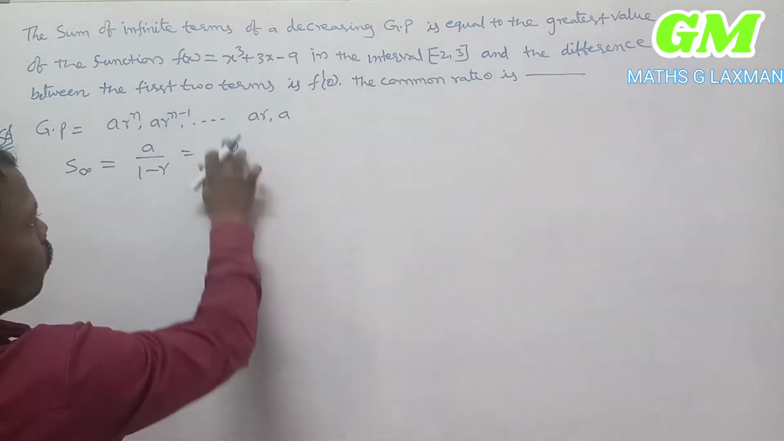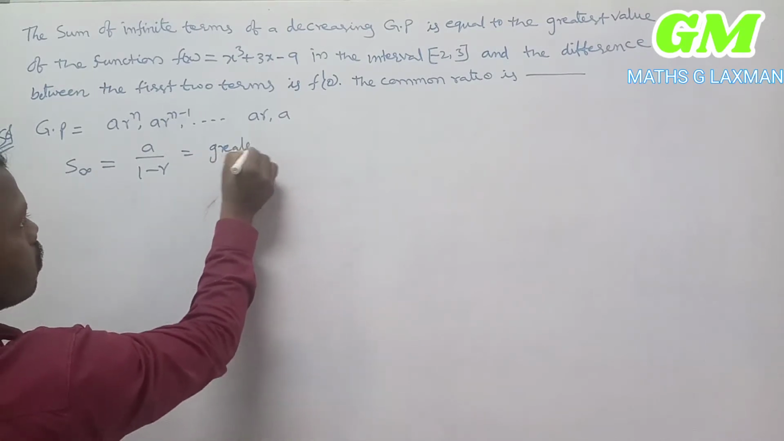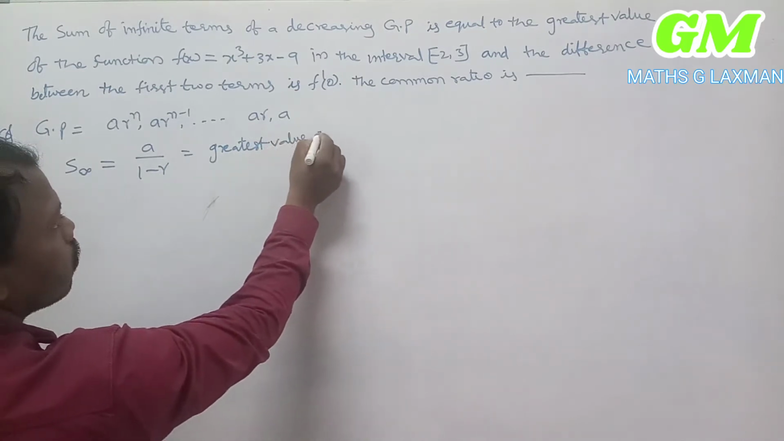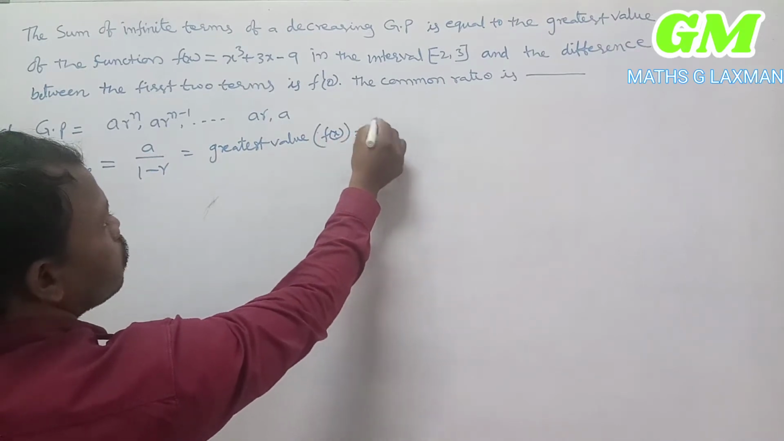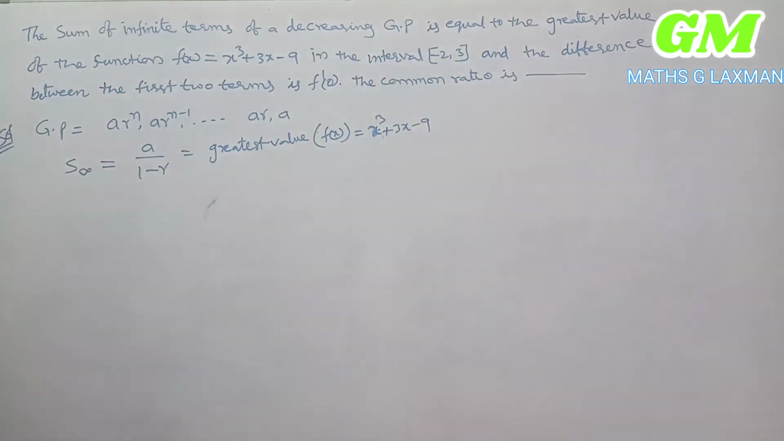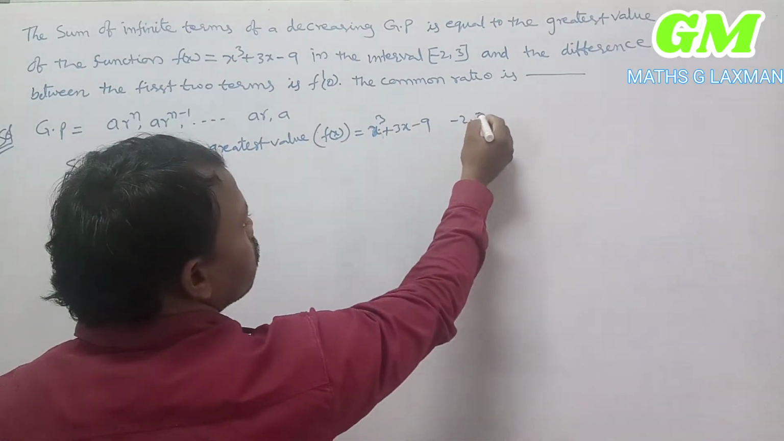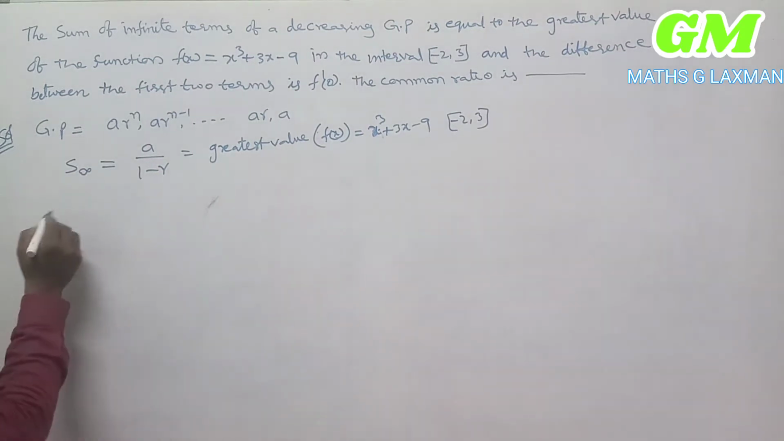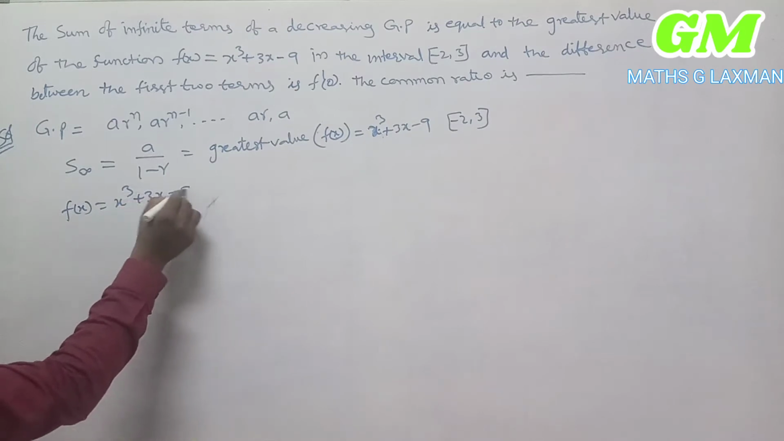So that is the greatest value of f of x, which is x cube plus 3x minus 9. So we need to find the greatest value in the interval minus 2 comma 3. So first we find the greatest value of that function. So f of x is equal to x cube plus 3x minus 9.